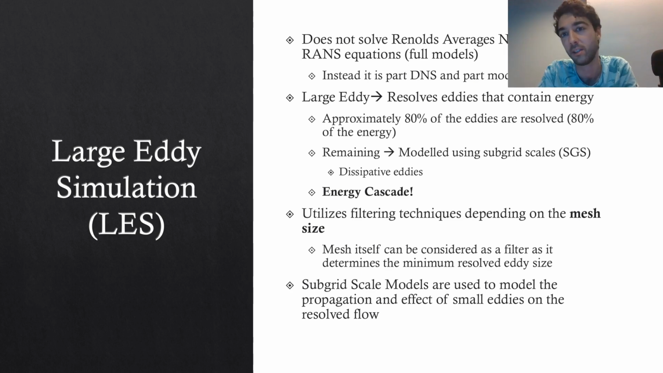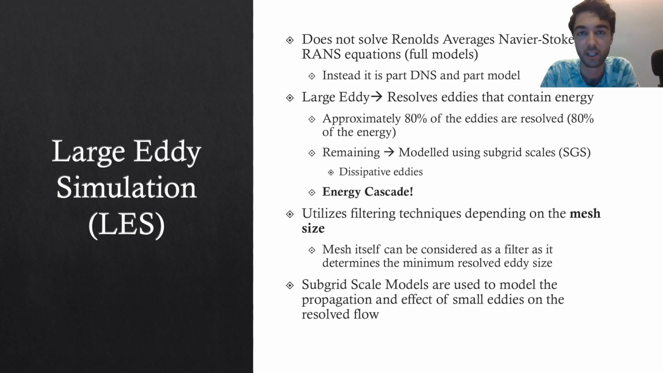Instead, it's part direct numerical simulation, called DNS, and part model. Depending on your mesh, of course, usually 80% of the flow is solved directly, while the remaining 20% is modeled. This means that the large eddies, like its name, large eddy simulation, are resolved, and large eddies have the majority of the energy. So they produce the energy in the turbulence. These take about 80% of the flow, and the remaining 20% is modeled by using subgrid scale models.